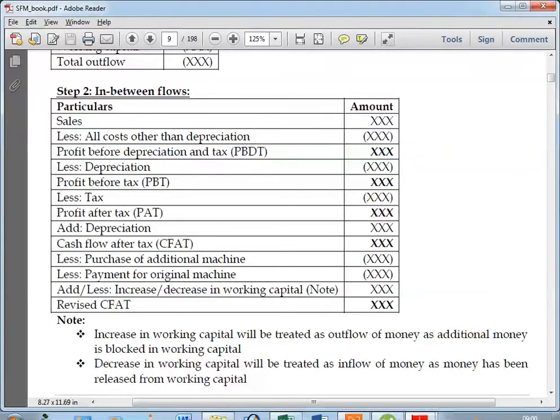If I have to start with sales, I need to know what is unit sold and what is the selling price. If that is not there, I'll start with PBDT. If that is not there, I'll start with PBT, I'll start with PAT, or I'll start with CFAT.